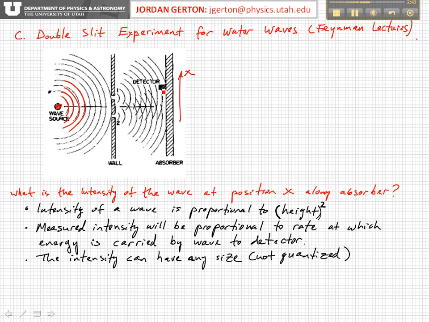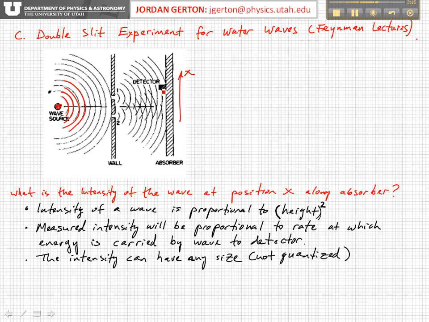For waves of this kind, water waves in particular, the intensity can take on any value. So the wave height can be any value. It doesn't have to come in discrete differences. You can have any height in your water wave, any amplitude of this wave. So it's a continuously varying variable. It doesn't have to take on discrete values. It's not quantized.